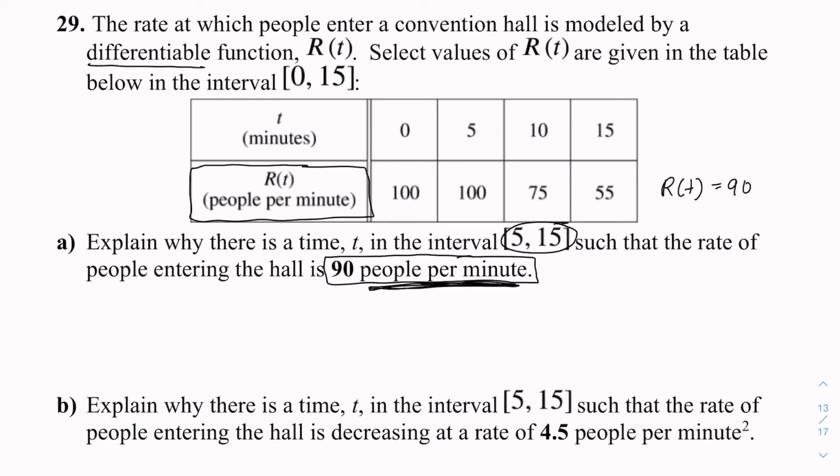No slope involved. They're giving me a rate, but I'm finding just the value. So I want to know where R of t has to equal 90 between 5 and 15, somewhere between 5 minutes and 15 minutes. Well, I can already see that 90 does indeed fall between 100 people per minute and 55 people per minute. So I know that MVT, or rather IVT, is going to work. So let's set up IVT.